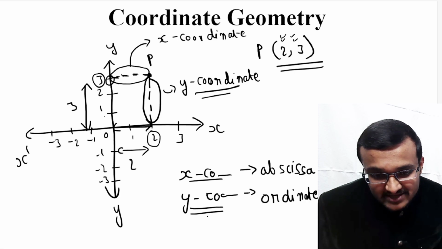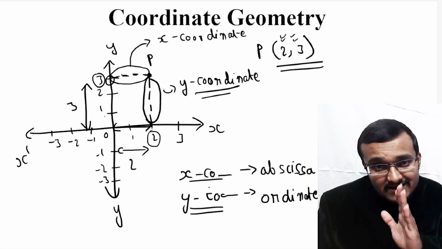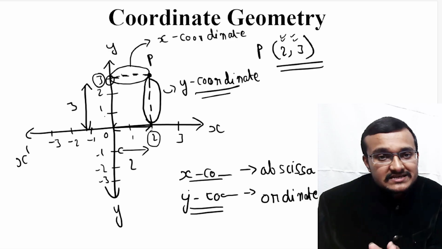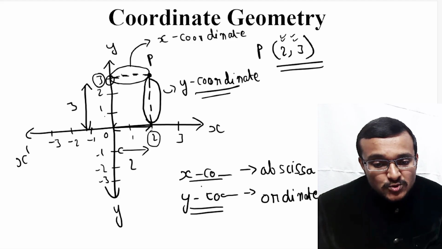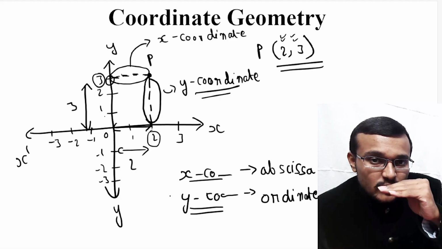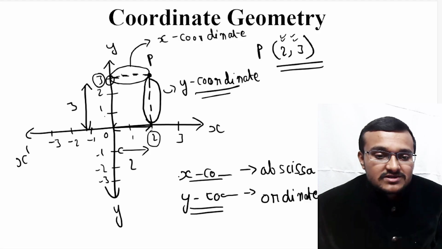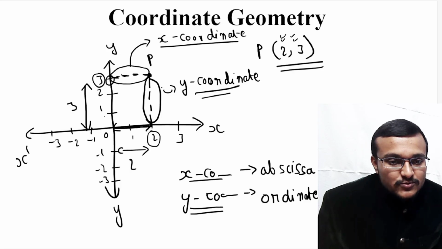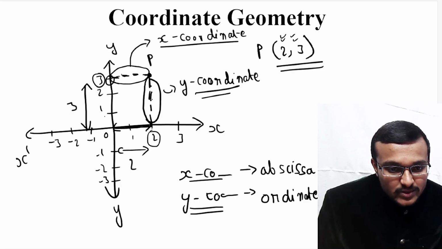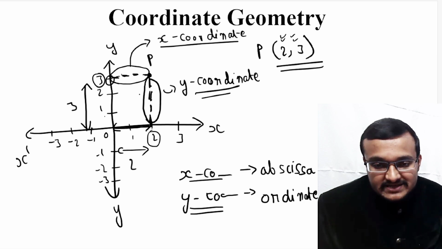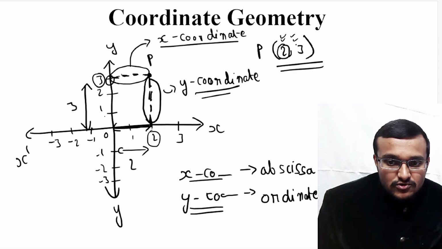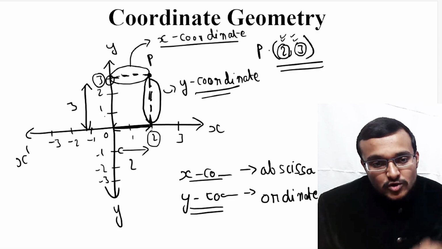Always remember, y coordinate is the line which is parallel to the y-axis and perpendicular to the x-axis from the point, and x coordinate is the line perpendicular to the y-axis from the point, which will be parallel to the x-axis. So this is x coordinate, and it is parallel to the x-axis and perpendicular to the y-axis, and y coordinate is parallel to the y-axis and perpendicular to the x-axis. The number which you are writing here is the x coordinate value. The number which you are writing here is the y coordinate value.